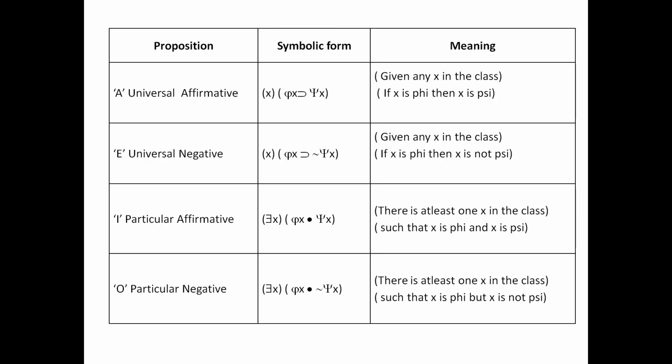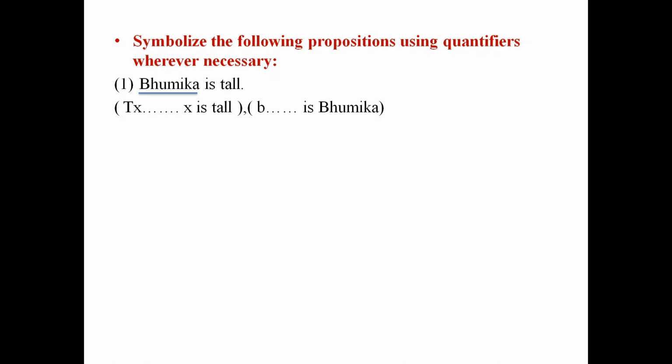Now let us solve the exercise. Symbolize the following propositions using quantifiers wherever necessary. Suppose the given statement is Bhumika is tall and the symbols are given in the bracket: small b for Bhumika and capital T for tall. Bhumika is a proper name, so it will definitely be a singular proposition, and it will be affirmative because she possesses the property of being tall. So for tall we have capital T, and for Bhumika we have small b. The individual constant is always written on the right hand side and the predicate constant on the left hand side. So the symbolic form will be capital T small b.